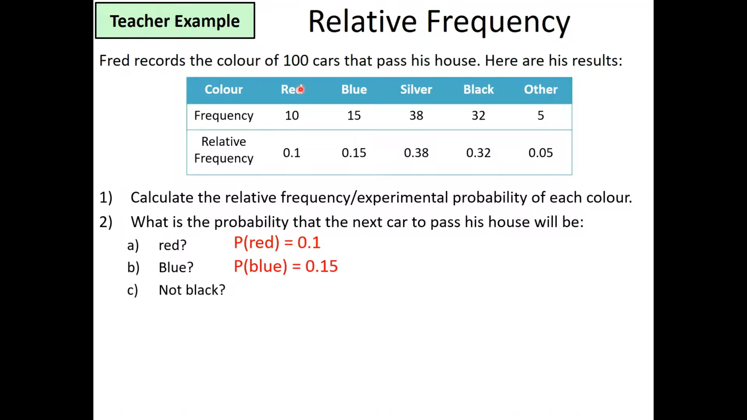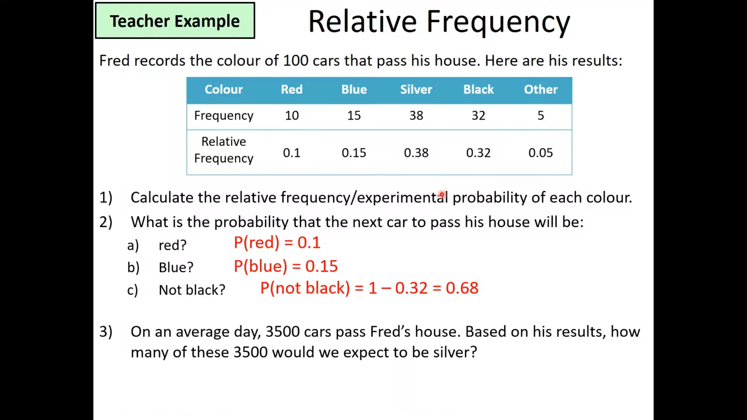What's the probability that the car is not black? So that is anything except for this. So that, or that, or that, or that. What this means is you have to add together these 4 numbers. That gives me a probability of 0.68, or 68%.